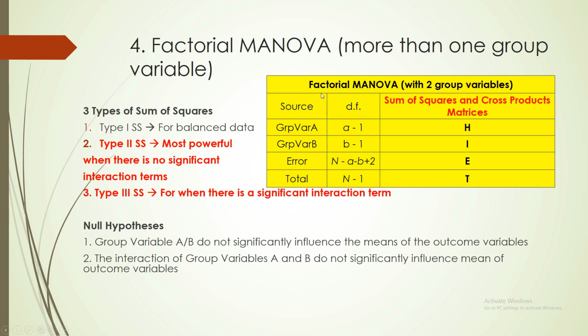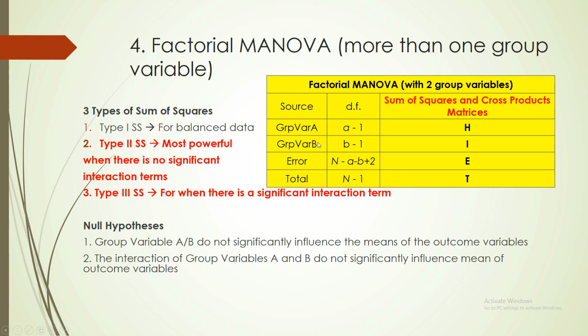So this is what a factorial MANOVA table looks like, where we have the two group variables here that contribute to the sum of squares of the deviation from the mean of the data set. And of course we have the source of error that contributes to the squares of the deviation from the mean. And also we have a total right here, which is just the sum of all of these.